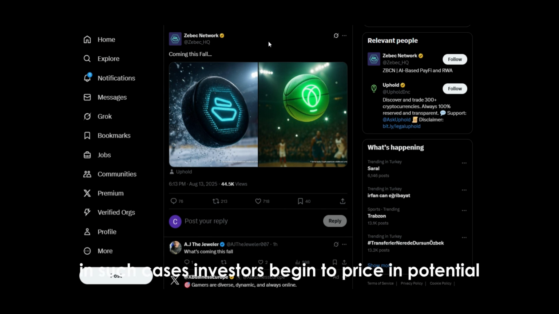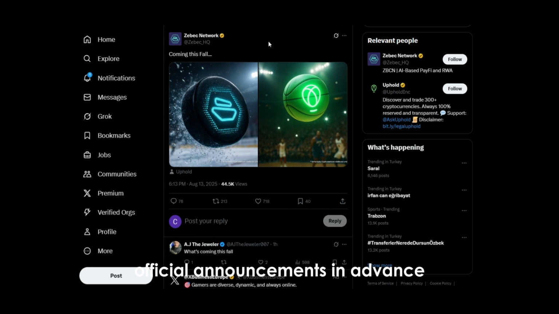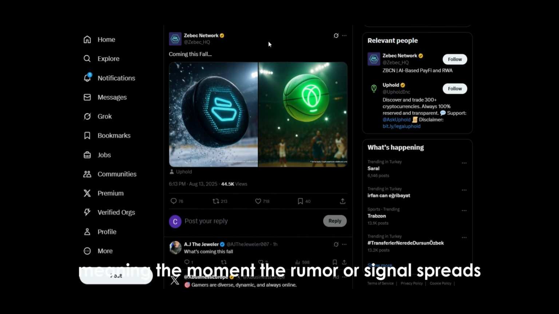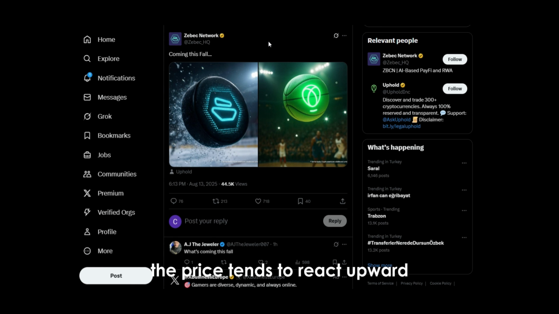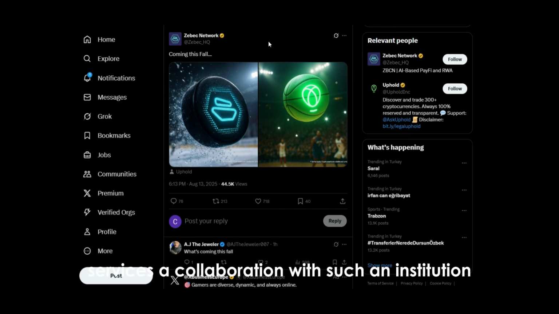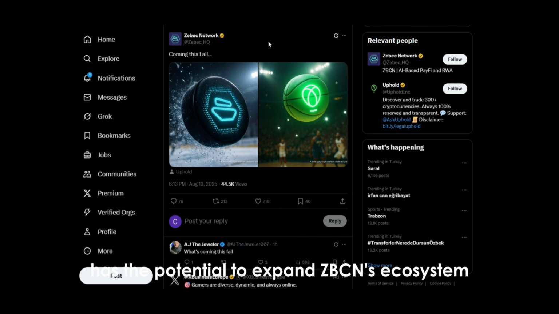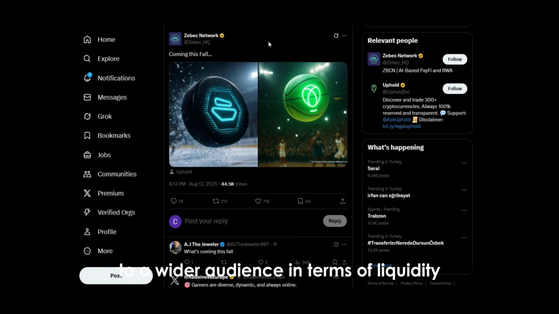In such cases, investors begin to price in potential official announcements in advance. This is the first part of the behavior known in the market as buy the rumor, sell the news, meaning the moment the rumor or signal spreads, the price tends to react upward. Uphold is a globally recognized platform that offers cryptocurrency trading, custody, and various financial services. A collaboration with such an institution has the potential to expand Zbcn's ecosystem to a wider audience.